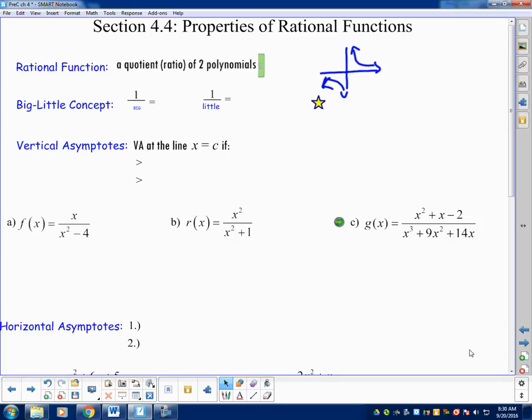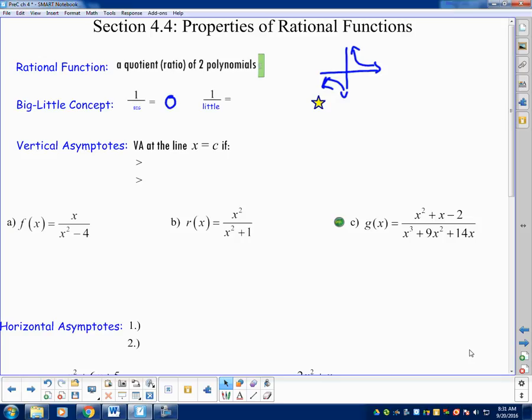The big little concept is a way to start to think about a calculus idea called the limit. And the idea is if you have a constant term over something that's growing really fast, something that gets big really fast, then this is going to equal 0. For example, if I have 1 divided by, say, x squared, or even 1 divided by x, as x gets really large, this whole term will get really small.